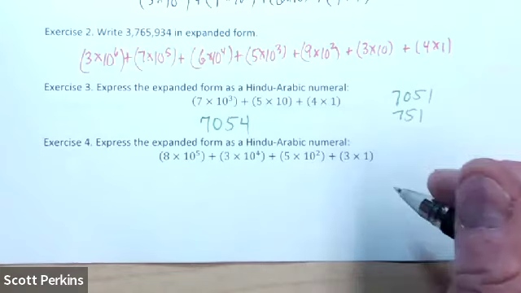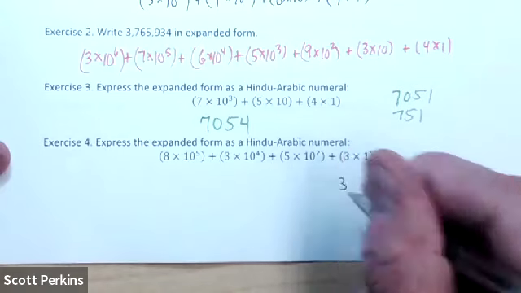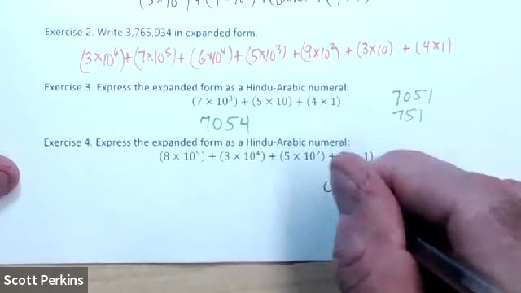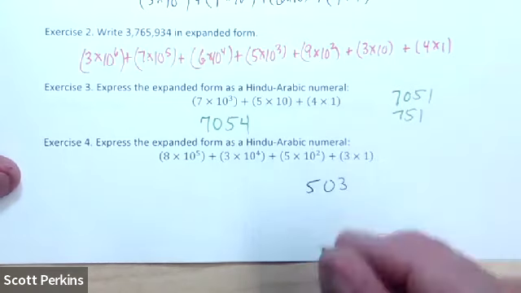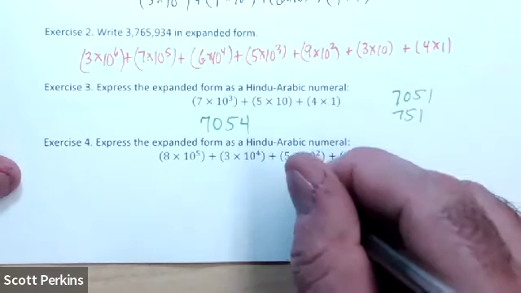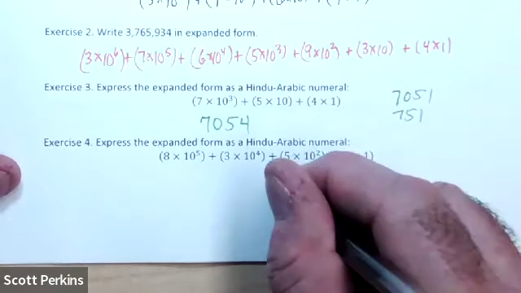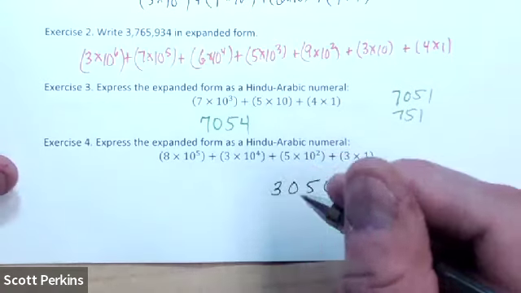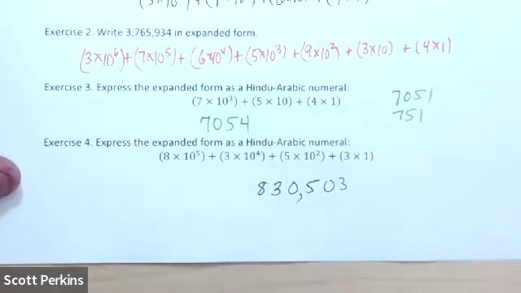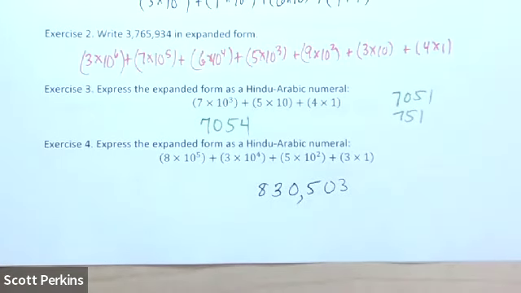Okay, so in this one, I've got 3 units. This one skips the tens place. Then I've got 500s, and then I skip the thousands place, and then I have 3 10,000s, and then I have 800,000s, and I'm going to put a comma there as we tend to do every group of 3. Okay, so 830,503. We still doing okay?